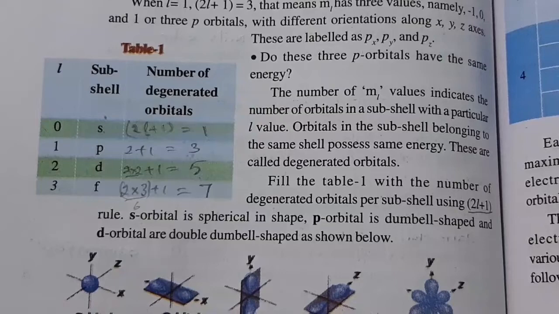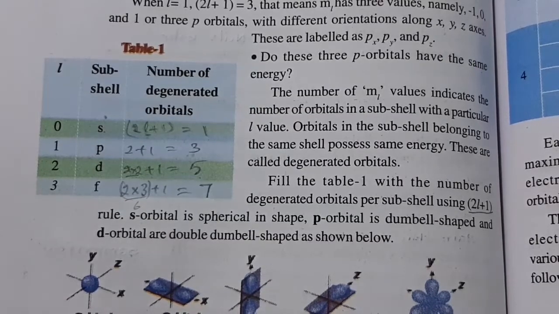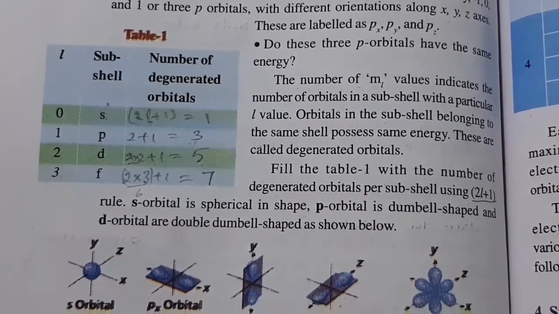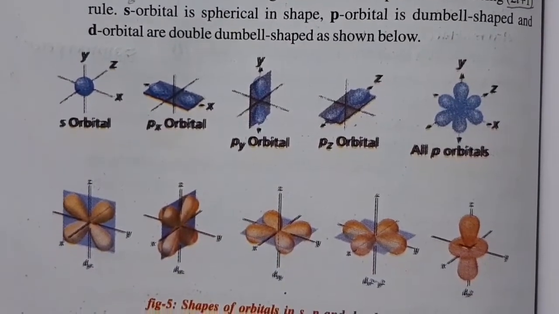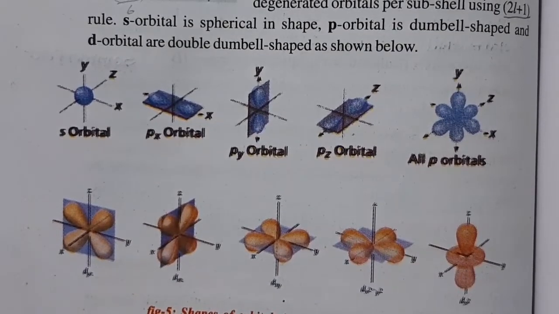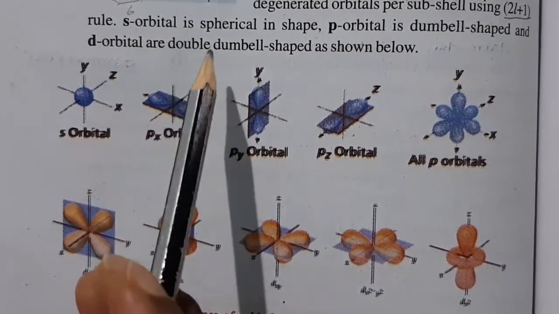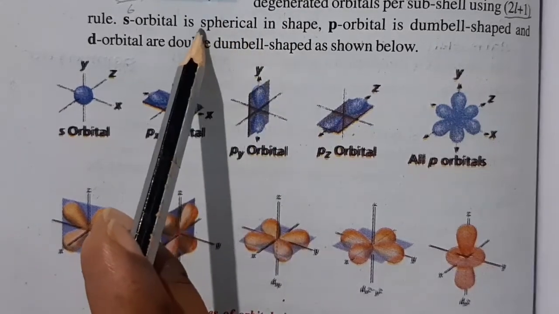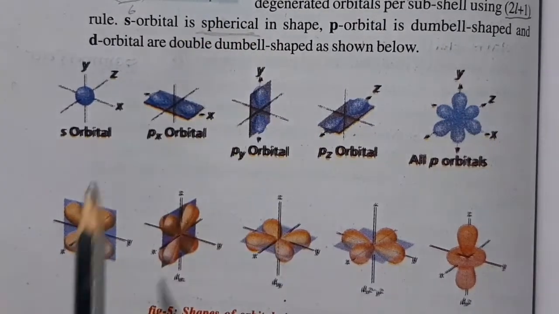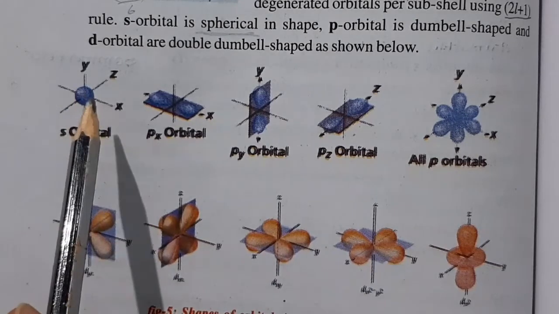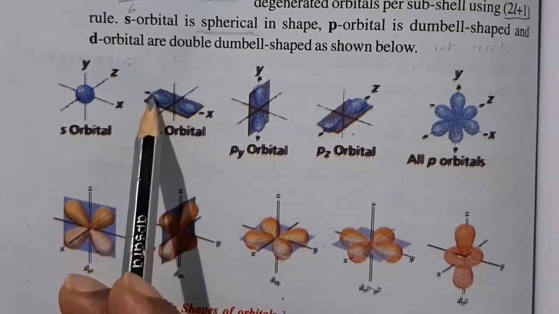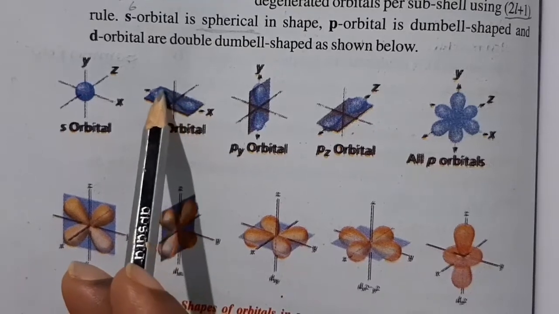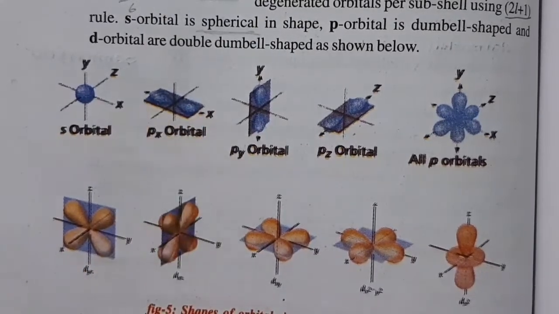We can now observe the shapes of s orbital, p orbital and d orbitals. See down, there are orbital shapes. So s orbital shape, spherical shape. You can underline this shape of the s orbital, spherical. Spherical means it looks like a globe, ball. And p orbital shape, this is a dumbbell shape. You have to see this dumbbell shape. Like an 8, that is a dumbbell shape.